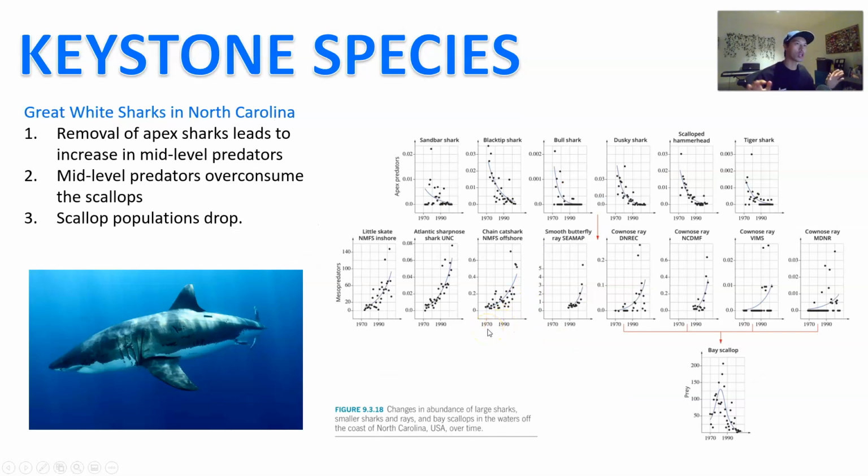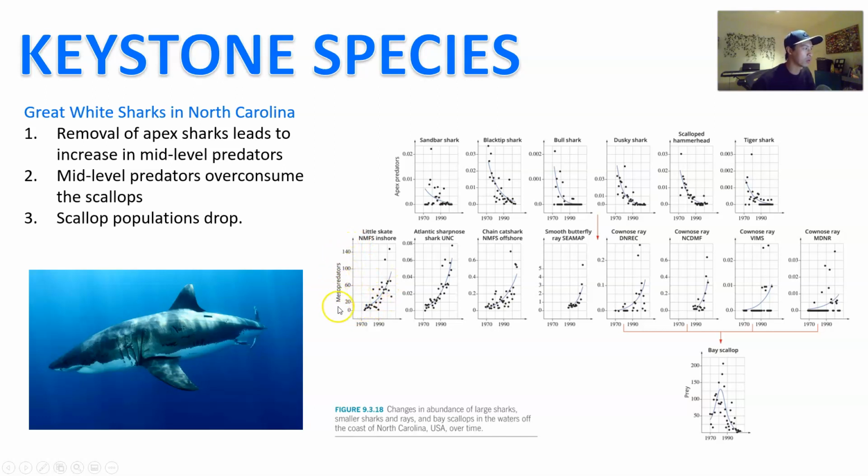Okay, now here's a few examples. Great white sharks in North America are a keystone species. In fact, a lot of great white sharks are keystone species. When you remove the apex sharks from some of the waters around North Carolina, what they noticed was that the population of these apex predators dropped as a result of overfishing and killing the shark for flake and all those kinds of things. What happens is the animals in between the sharks are actually increasing.